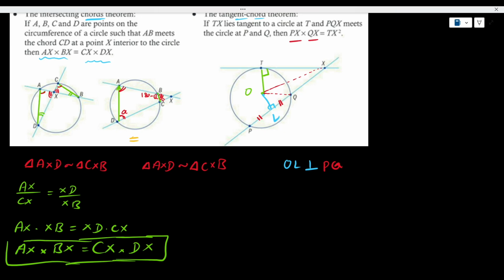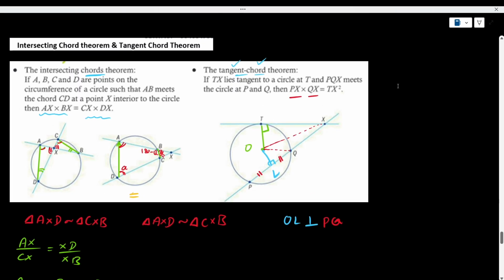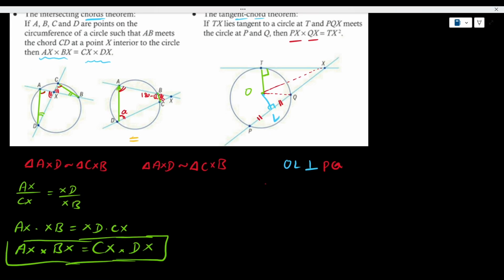PX times QX equals TX square, the tangent square. So we can take any one side, the LHS. I'm just giving you the proving part. Later on, you have to use only the result, but you should know how you are reaching that result. So PX, that's the full length, I can write as XL plus PL, because the total XP length is the sum of XL plus PL.